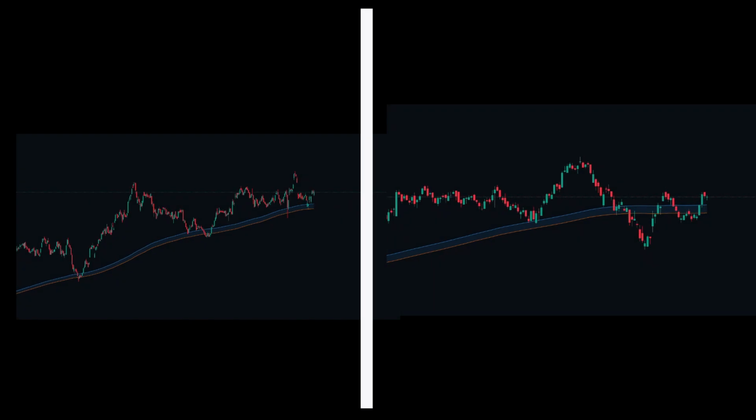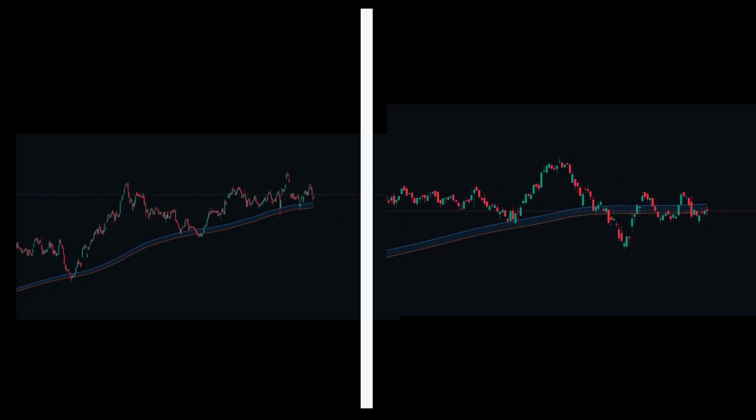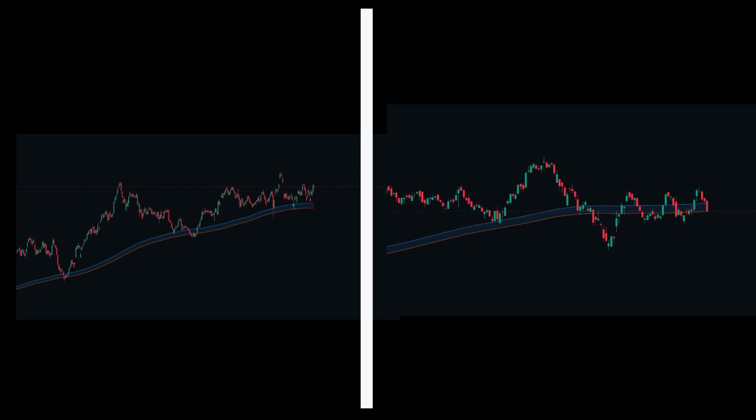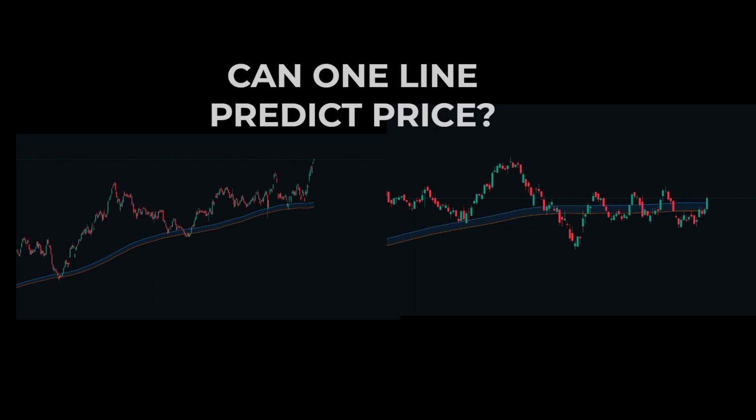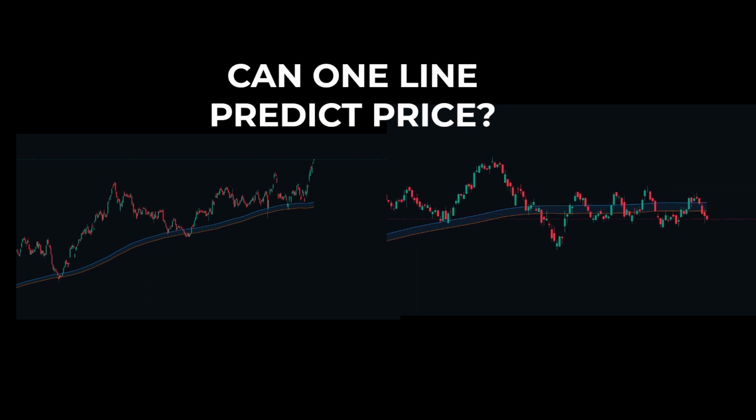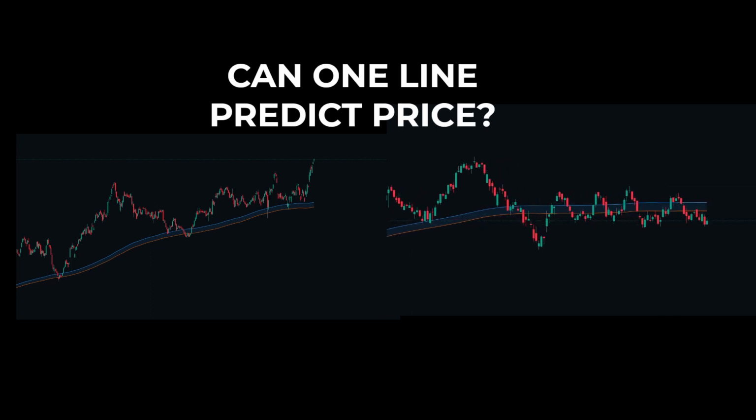Let me ask you something. Both charts touched the exact same moving average. One bounced, one failed. So, was the EMA wrong? Or were we asking the wrong question?